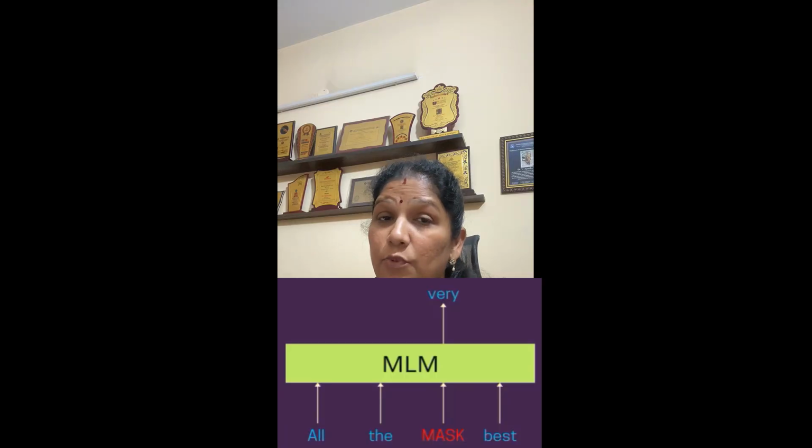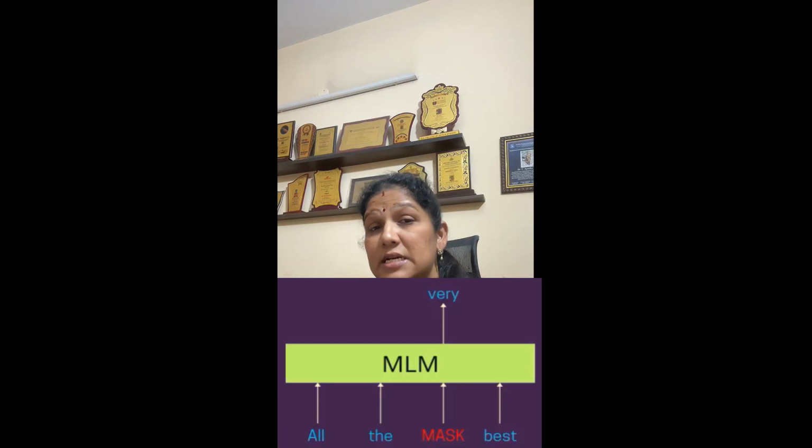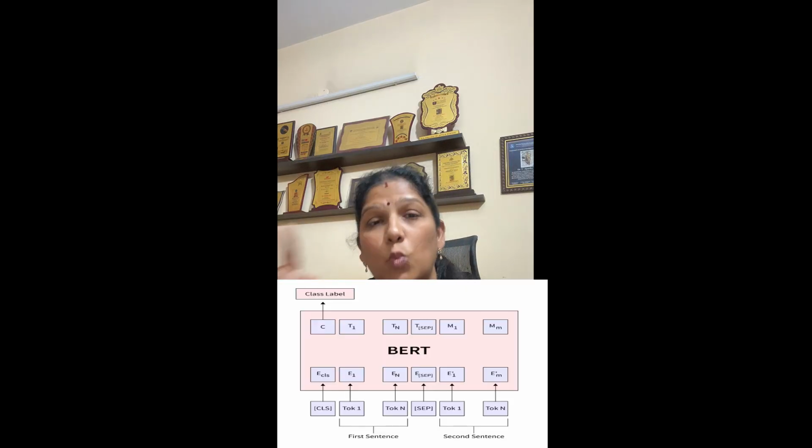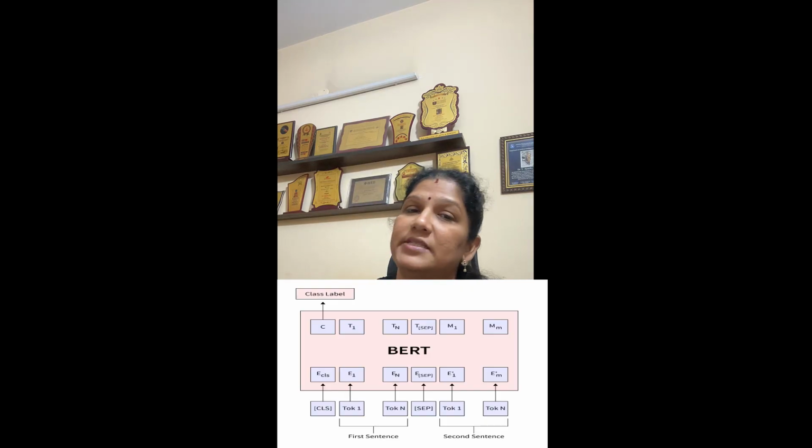Next, masked language modeling. That is, BERT learns by predicting randomly masked words using surrounding context, capturing the exact word relationship. Next, next sentence prediction, or NSP. That is, BERT learns sentence relationships by predicting whether one sentence logically follows the other.